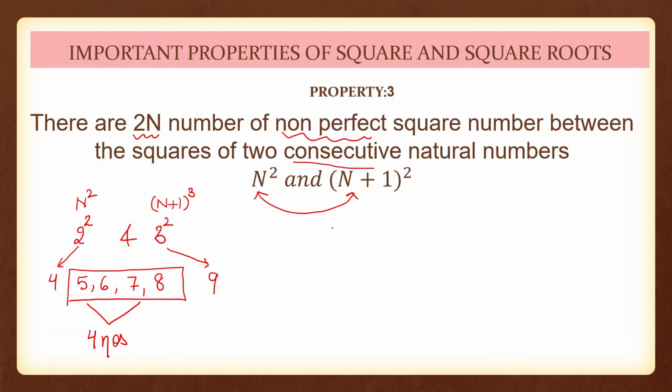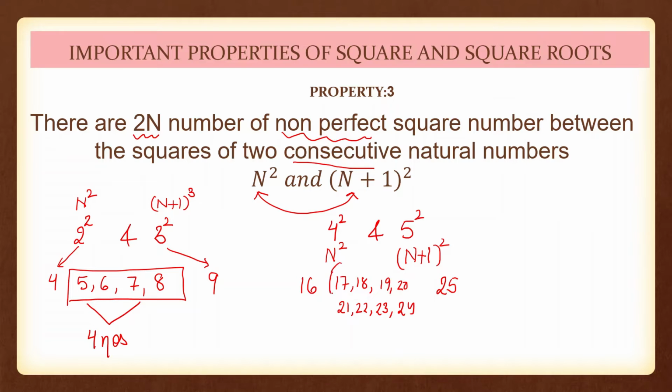Let's take one more example. 4 square and 5 square. See, the numbers should be next to each other. So this is n square and 5 is n plus 1 square. So 4 square is 16, 5 square is 25. Now how many numbers lie between this 16 and 25? 17, 18, 19, 20, 21, 22, 23 and 24. If you count this, there are 8 numbers.